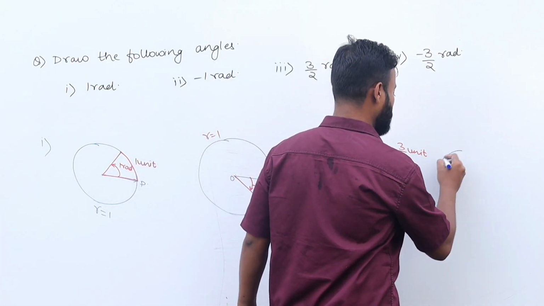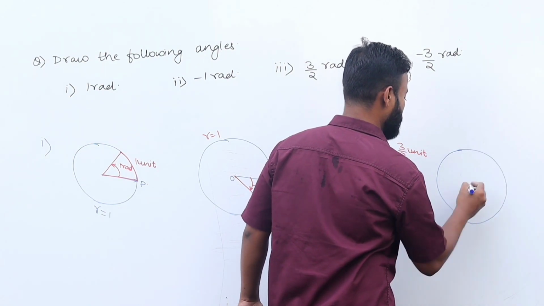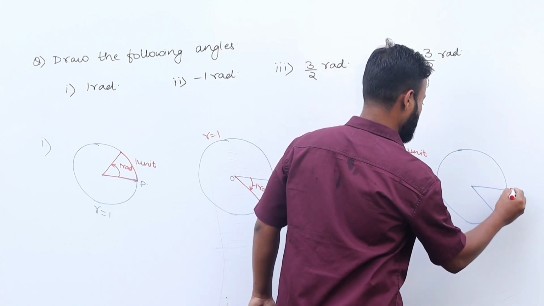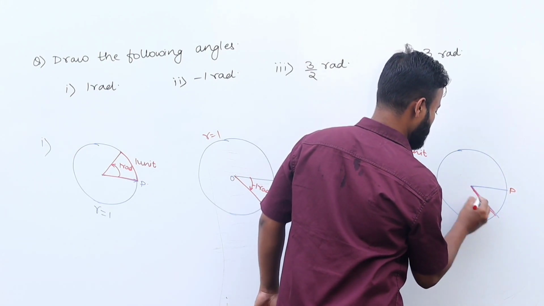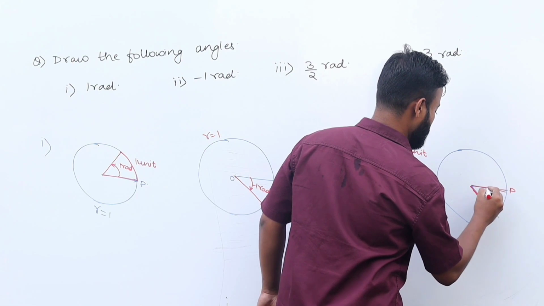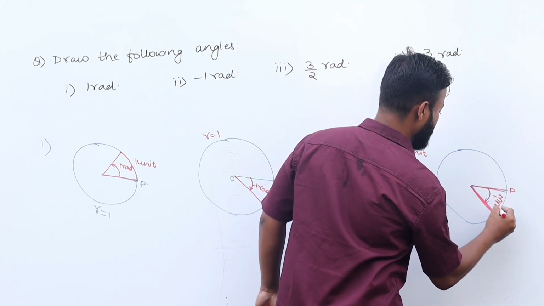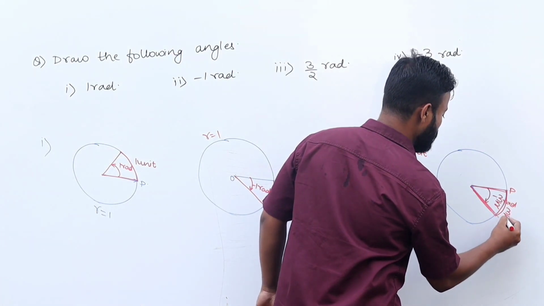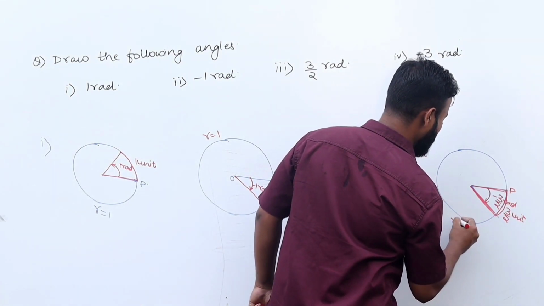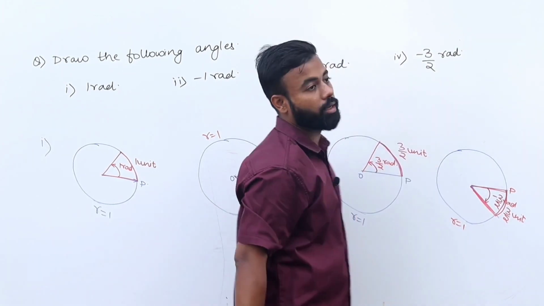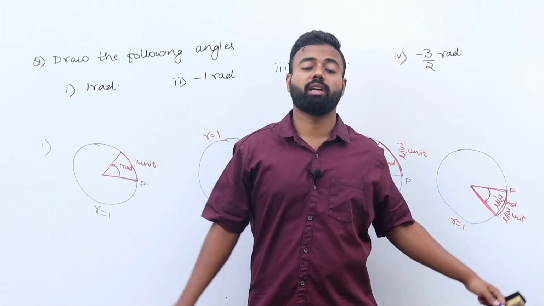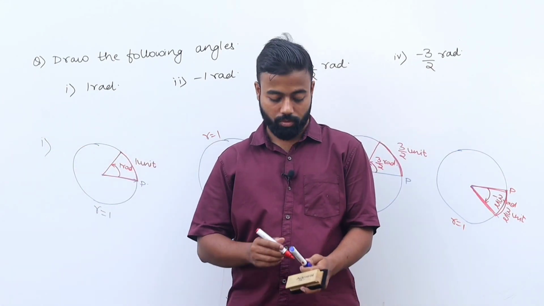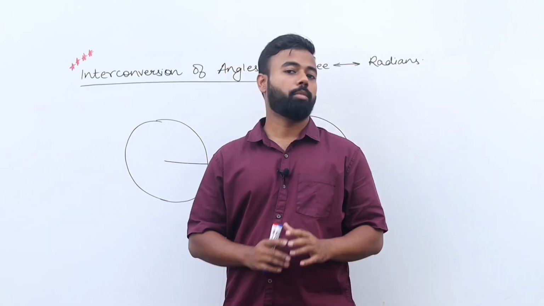For minus 3/2, this angle will come out to be minus 3/2 radian when this arc length is 3/2 unit on unit radius circle. I hope all these 4 examples are more than enough to illustrate all the theory that you have covered so far. Thank you. So students, we have learned a lot about angles.